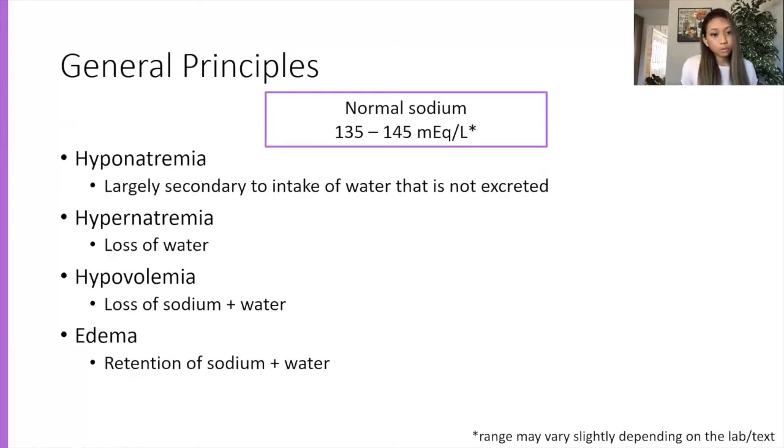So general principles. This is the normal sodium. It's 135 to 145. Depending on what lab you use or what reference you're using, it can vary a little bit, like 132 to 142, things like that. But just have a general idea. So for hyponatremia, for the most part, it's largely secondary to the intake of water that is not excreted. So your body is holding on to water. For hypernatremia, this is due to the loss of water.